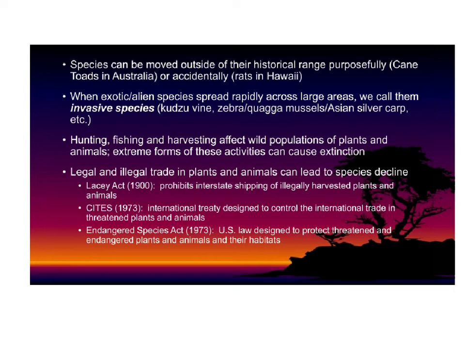But it happened accidentally because they were on board something that was moving between those two areas. In this case, both ships. When exotic or alien species spread rapidly across large areas, we call them invasive species. Examples include kudzu vine, zebra or quagga mussels, the Asian silver carp, and about 10,000,000 others.